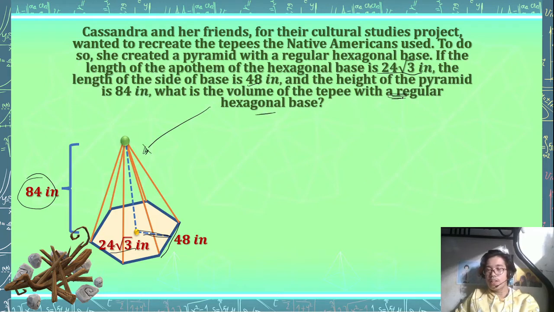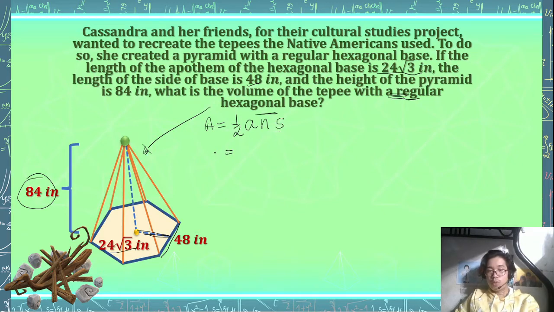So you see, guys, we're trying to highlight the regular hexagonal base, because what's the formula for finding the area of a regular hexagon? That's 1/2 multiplied by the apothem, multiplied by the number of sides, which we can call n, and multiplied by the side measurement itself, which we can call s. Okay, so there you go.